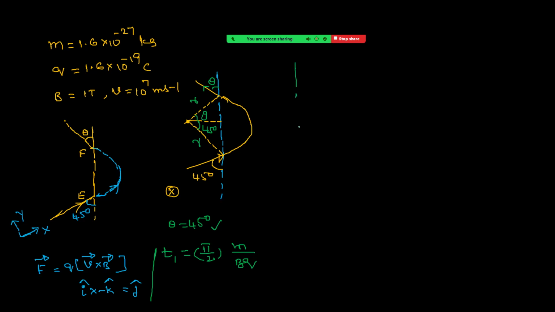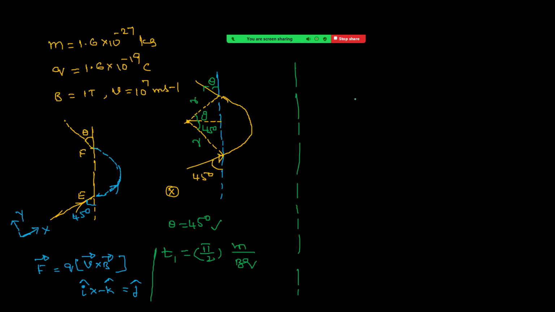Now coming to part B, see where change comes. So when it enters at E, since the direction of field is outwards and normal to the board, in the place of B bar, where we had taken minus K cap, now we have to take K cap. That means direction of force will be I cap cross K cap, that is minus J cap. That means the force will be like this. Velocity in this way, but the force will be like this.